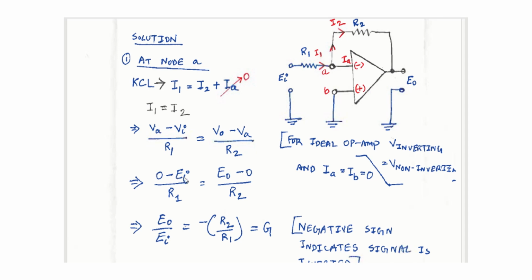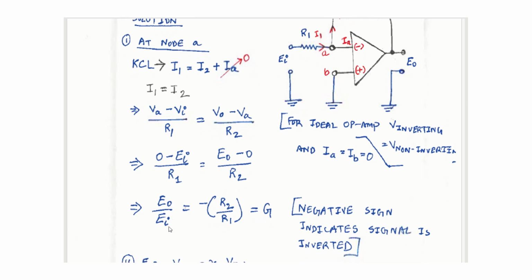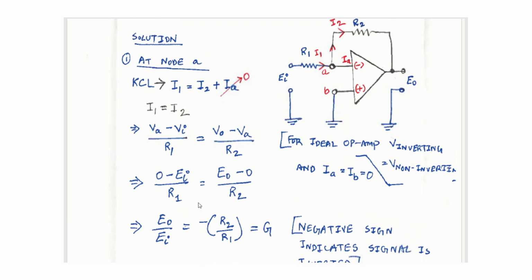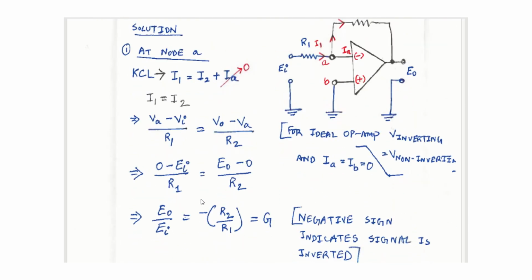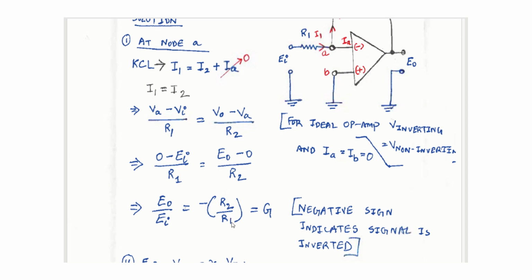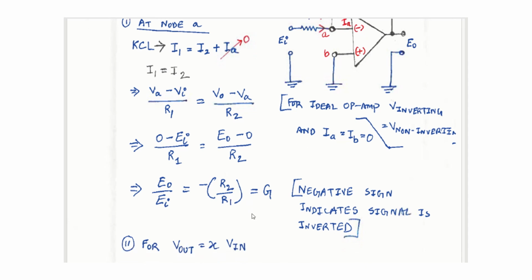That means voltage VI is the input voltage EI, voltage VO is the output voltage EO, and we have the resistors. If we just make simplification, EO over EI, so output voltage over input voltage, will lead us to negative R2 over R1. The negative sign indicates that it's an inverting amplifier, and this ratio R2 over R1 is our gain.